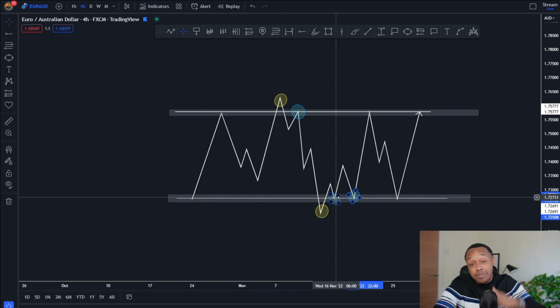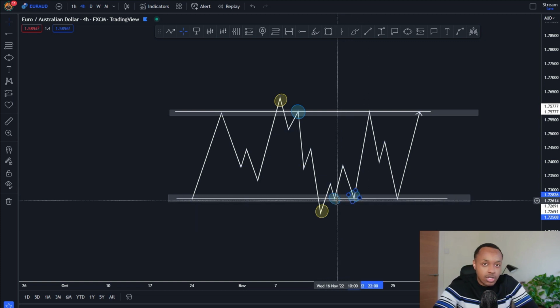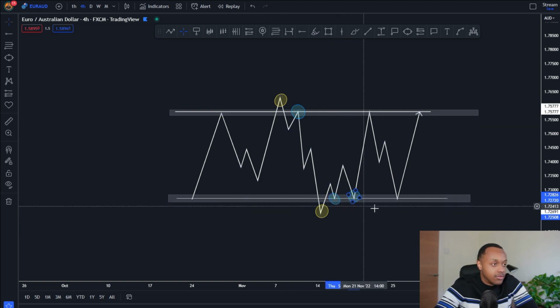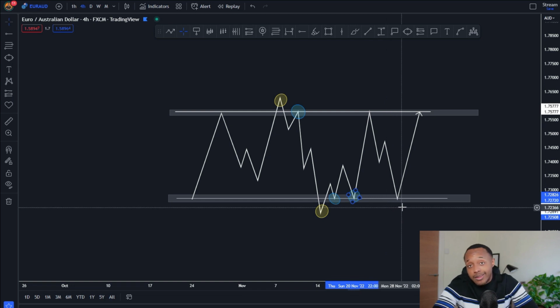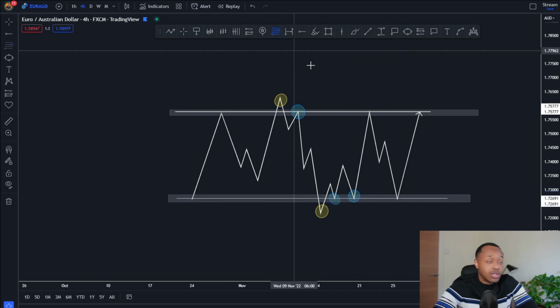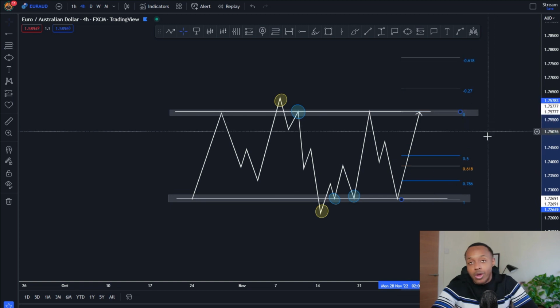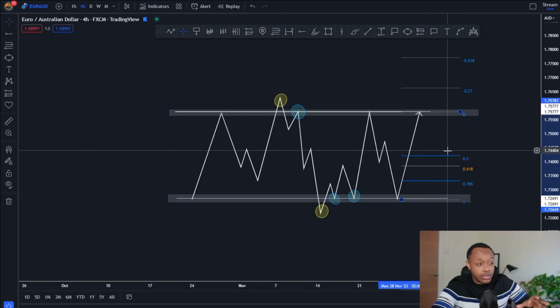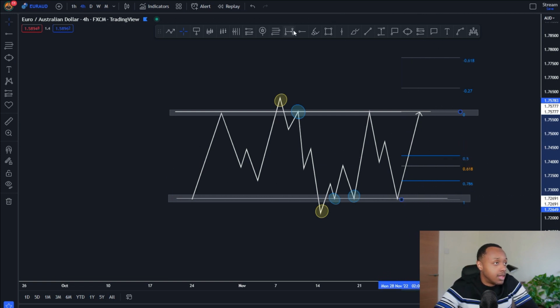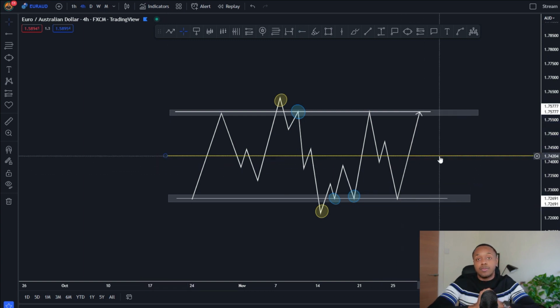As long as we don't break back outside the range, it's just another opportunity to enter and take advantage of the move. And as for targets, simply back to the high of the range, and also focusing on the 50% of the range. You can do this quite easily just by using the Fibonacci tool. Get the Fibonacci out, start from the low to the high of the range, and then wherever the 50 is, mark it with a line like so, and you can delete the fib, and that's the 50% of the range.